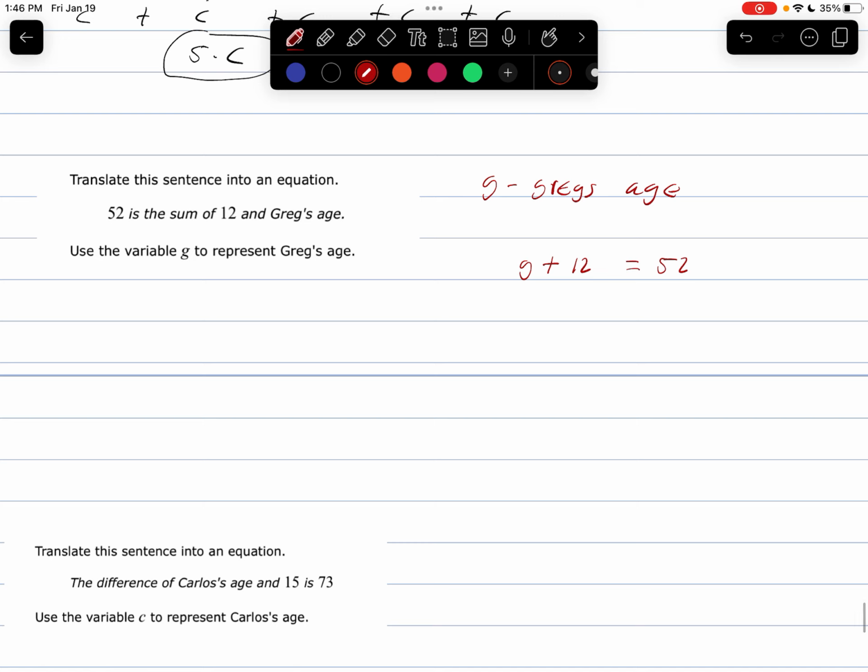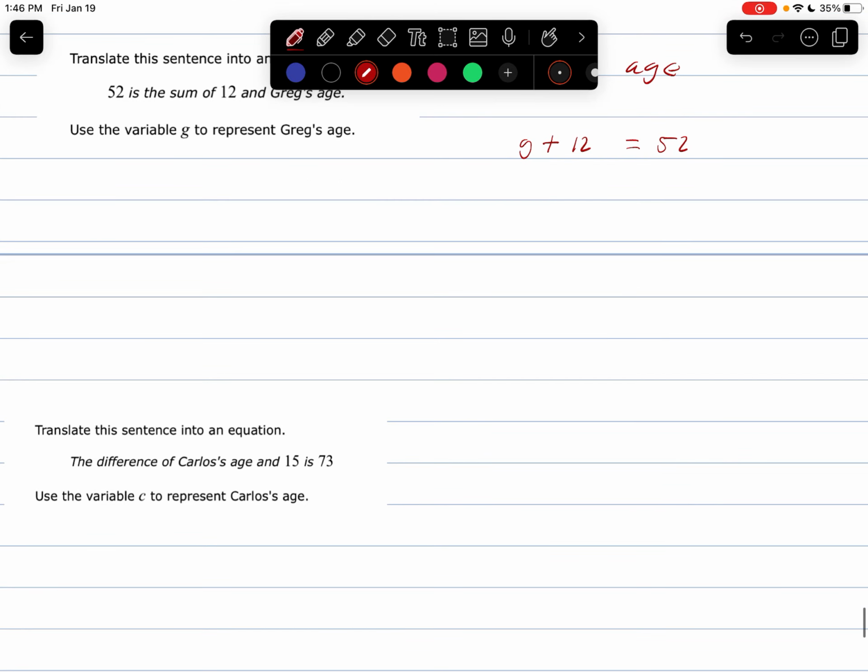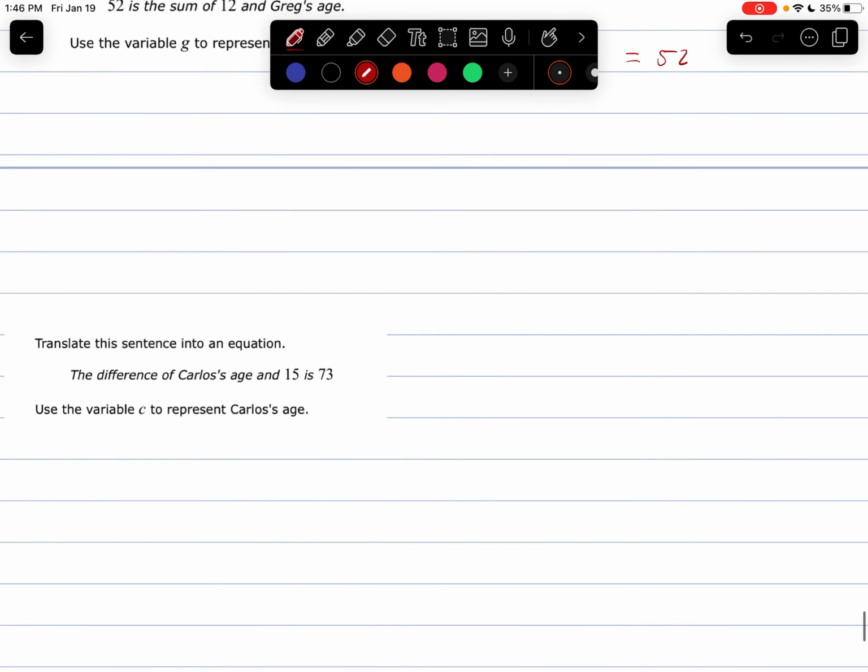Now, here, with these particular problems that you're going to see on your homework, they're not actually going to ask you to solve these just yet. They're just asking you to create some kind of equation. So we're going to leave this alone as is. So our answer is going to be g plus 12 is equal to 52. Okay? Let's look at this one.